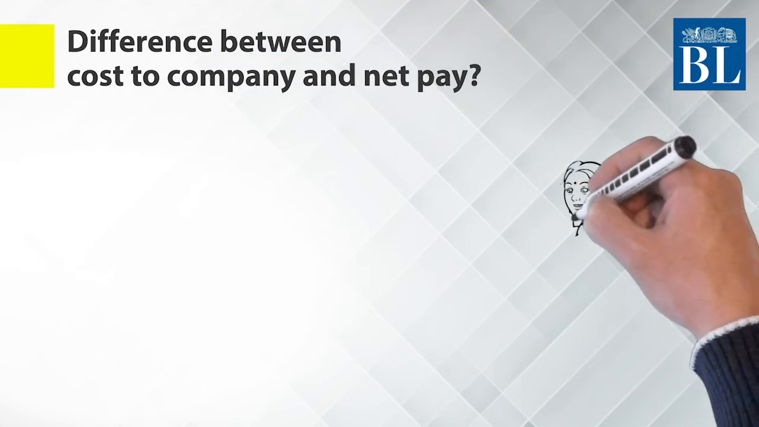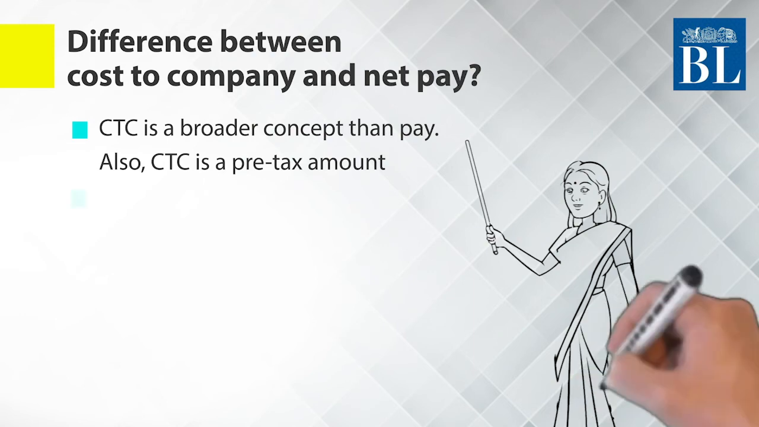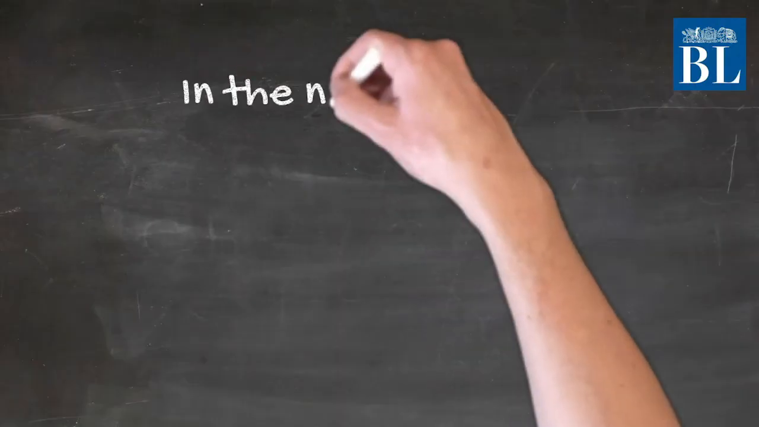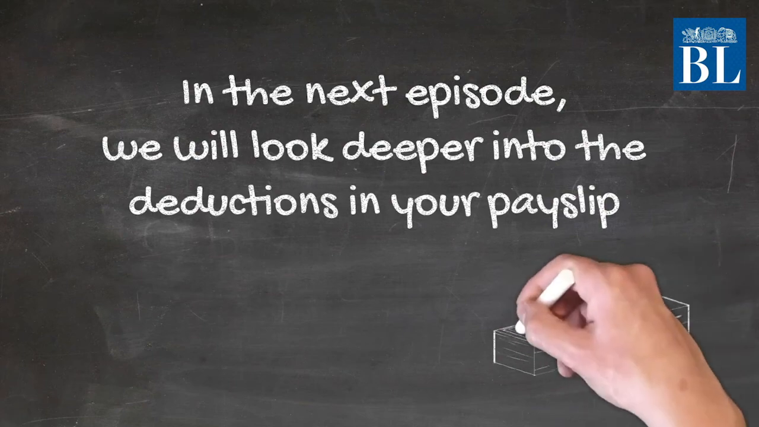Do you know the difference between the cost to company and the net pay? The cost to company is a pre-tax amount while the net pay is a post-tax amount. But did you know that taxes form a part of your deductions in the payslip? In the next episode, we will look deeper into the nitty-gritties related to the deductions mentioned in your payslip.